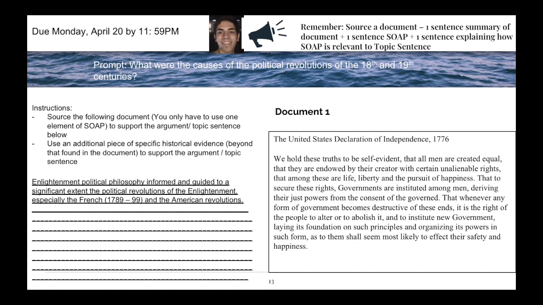And then I want you to include an additional piece of specific historical evidence beyond that found in the document. A lot of you have trouble with this, but you're supposed to include historical evidence found outside the document at least twice in your DBQ. So I'm trying to force you to do that by, in your topic synthesis argument, talking about the French Revolution. So I want you to integrate historical evidence about the French Revolution and then explain how that historical evidence supports that topic sentence or argument.